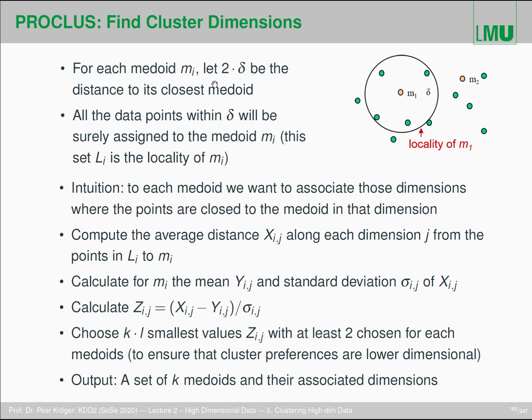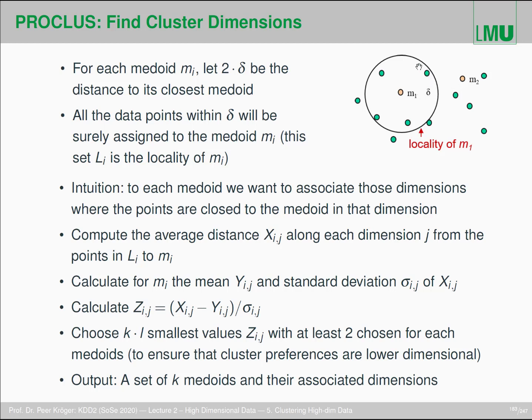Well, for each medoid, you apply a distance threshold of delta, actually 2 delta. This is the distance to its closest medoid. So you have a medoid M1 here, and you have a medoid M2 here, those orange things, and the distance between those two is 2 times delta. You say that delta is the locality of this one here. So M2 may have a different delta because there may be other medoids closer to M2 than M1. But anyway, for M1, M2 is the closest medoid.